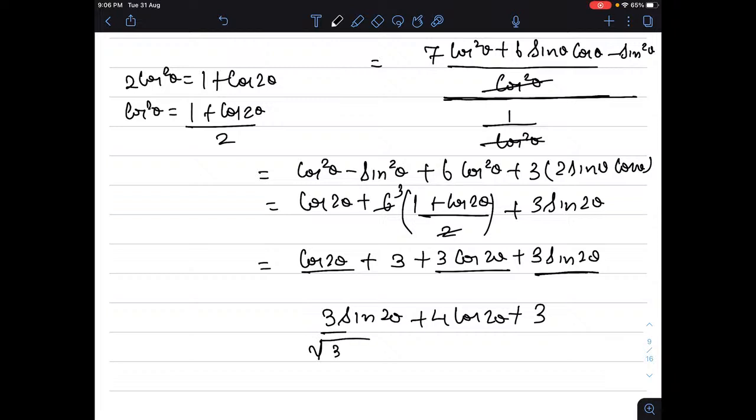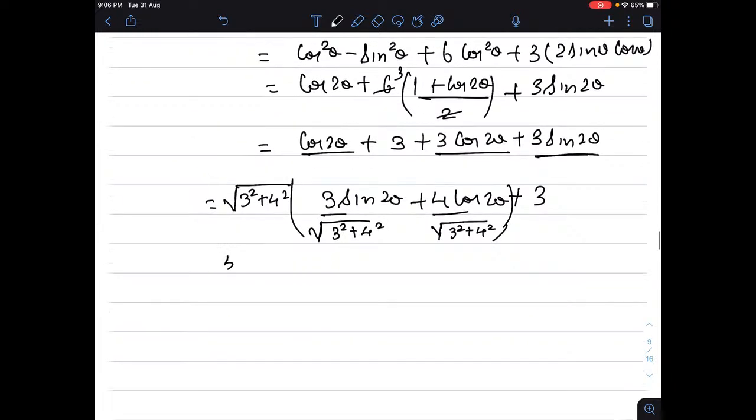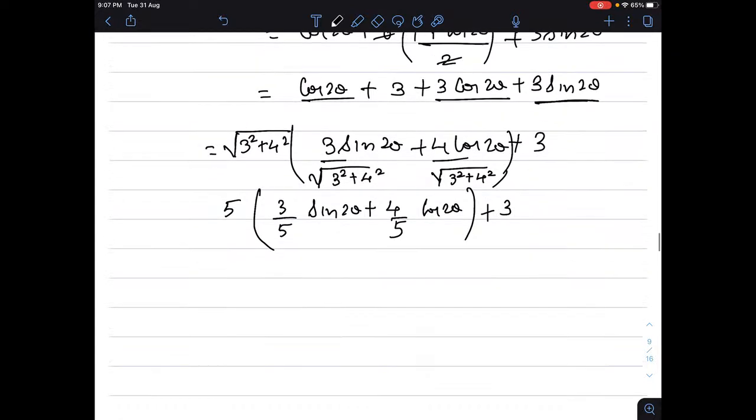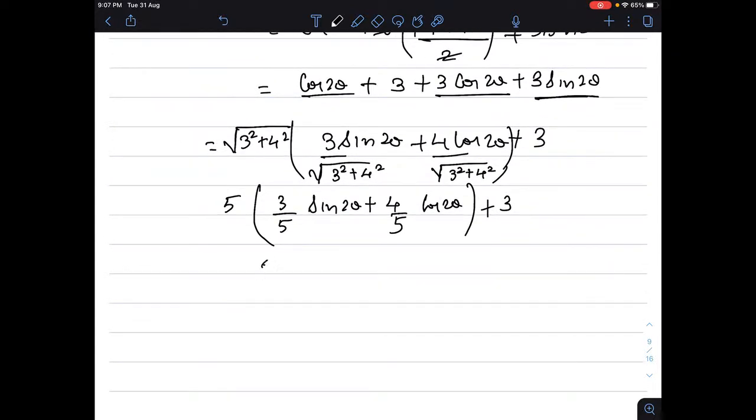Square root of 3 square plus 4 square we would have to multiply and divide it with. So we divide it with the square root of 3 square plus 4 square in the first two terms written over here, and multiply it with the square root of 3 square plus 4 square in the first two terms written over here. That means what? 5 times of 3 by 5 sin 2 theta plus 4 by 5 cos 2 theta it will be, plus 3 is written over here. Now proceeding further, we gonna write it like sine of 37 degree, or we may bring it in the form of cos of 53 degree.